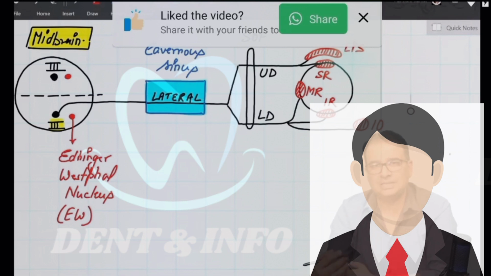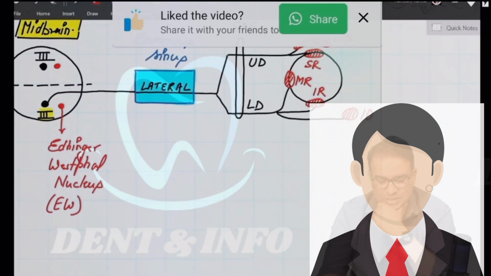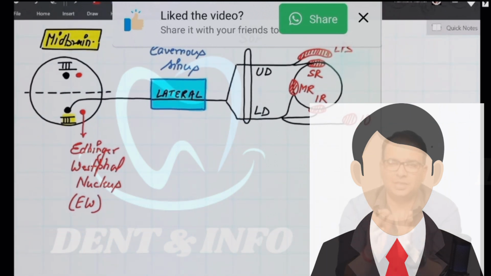So upper division supplies the LPS and SR, and the lower division supplies the remaining three muscles there. Now the question is, the third nerve supplied all these muscles, makes sense here. What about Edinger-Westphal? Why do we have the Edinger-Westphal nucleus? You know, Edinger-Westphal is basically a parasympathetic nucleus, and the function of a parasympathetic nucleus is to supply the smooth muscles or glands. Could be both, could be one of them. Either smooth muscle or gland, usually that's the way.